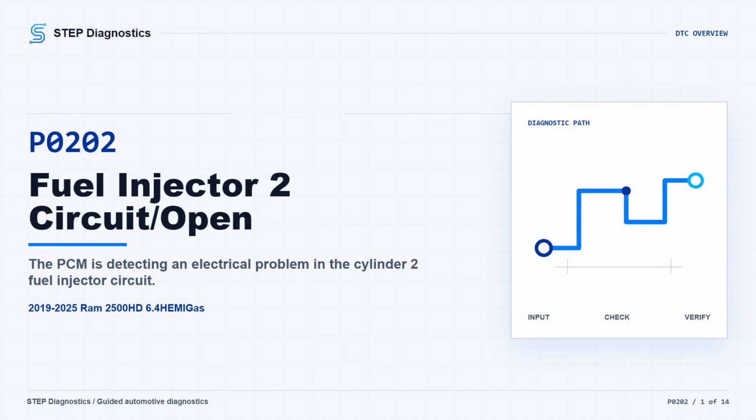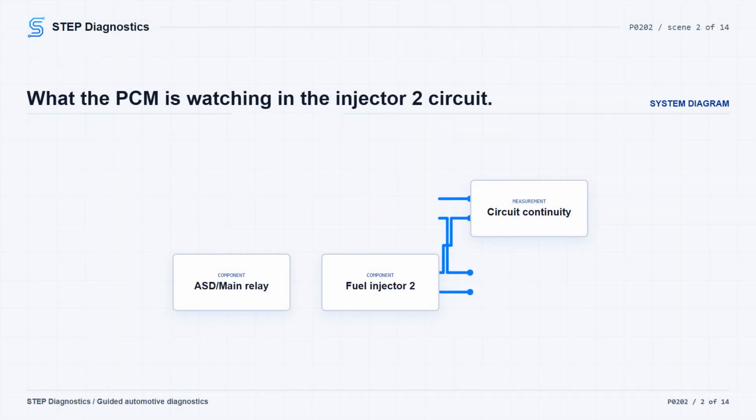On this Ram 2500HD with the 6.4 HEMI gas engine, P0202 is a cylinder 2 fuel injector circuit open fault. In plain terms, the PCM may not be seeing the injector circuit behave the way it expects electrically. The truck may run rough, misfire, lose power, or turn the MIL on.